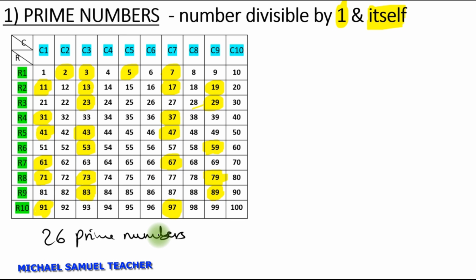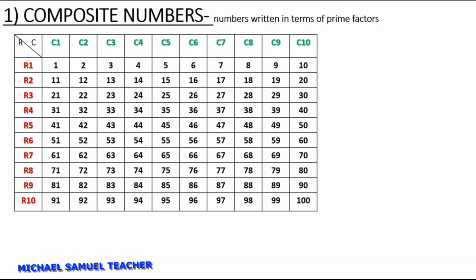Composite numbers. So let us look at composite numbers. With composite numbers, we are saying that they are numbers written in terms of prime factors. Already we know the prime factors.